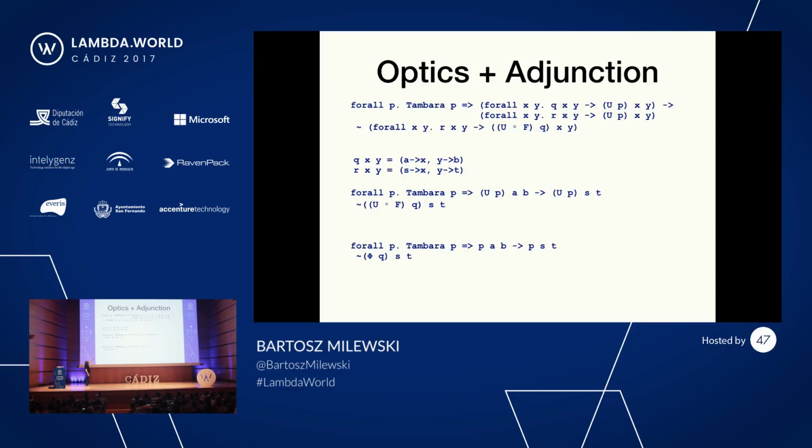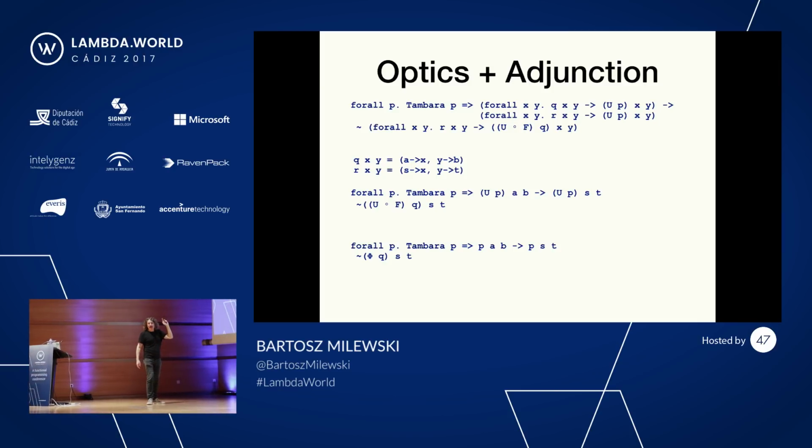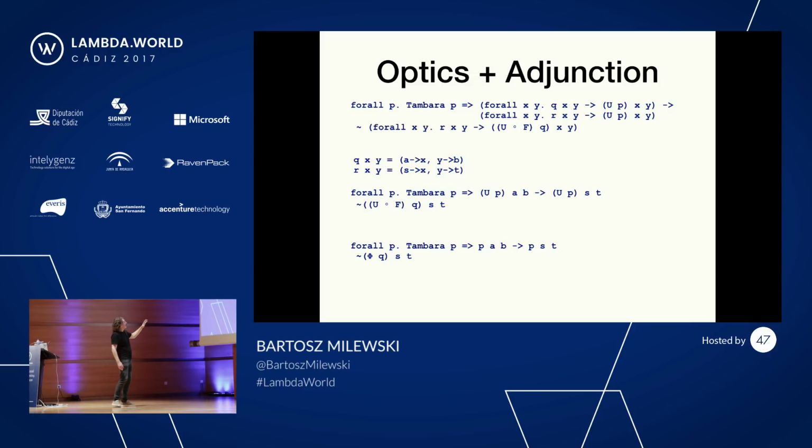So here it is, this formula from the previous page, right? And now I'm doing the identical trick as before, right? I'm replacing Q and R with the pro-readers. Then I do the internal Yonedas, right? And I end up with this.